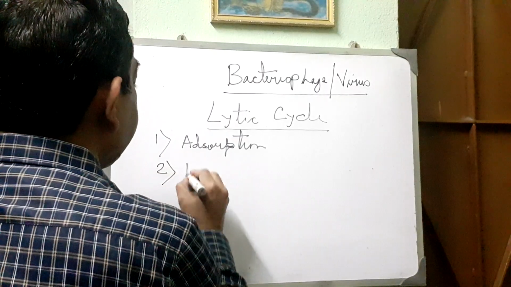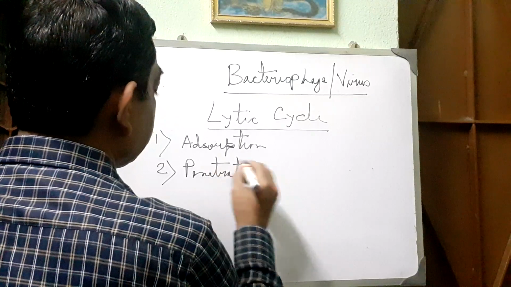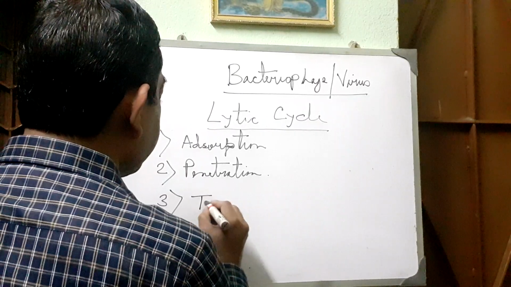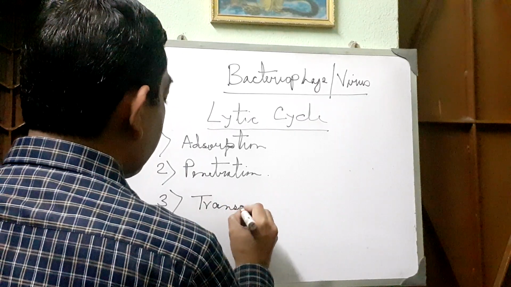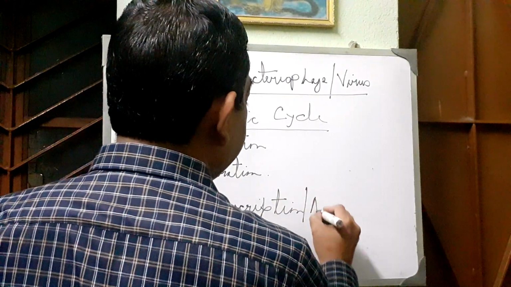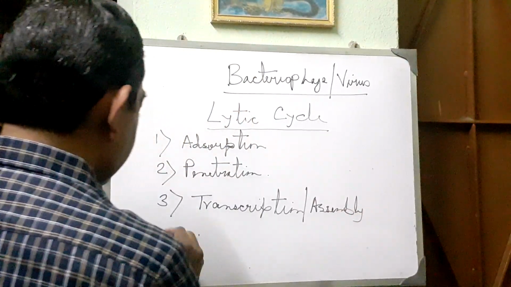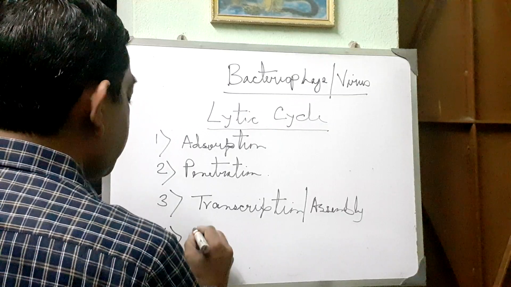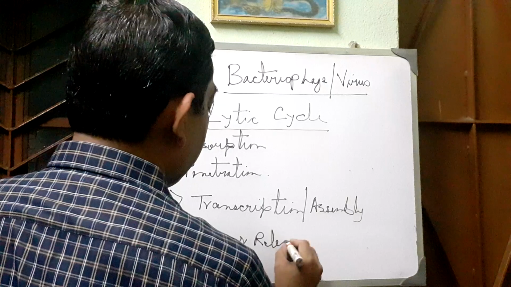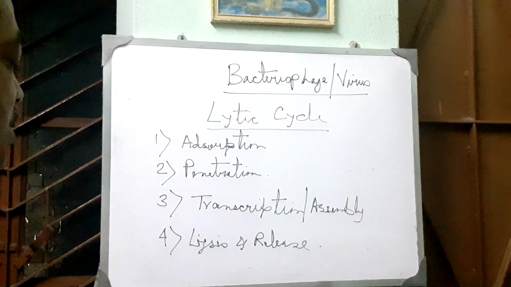The second step is penetration. The third stage is transcription, or assembly. And the fourth stage is lysis and release. One by one I will discuss each and every step.